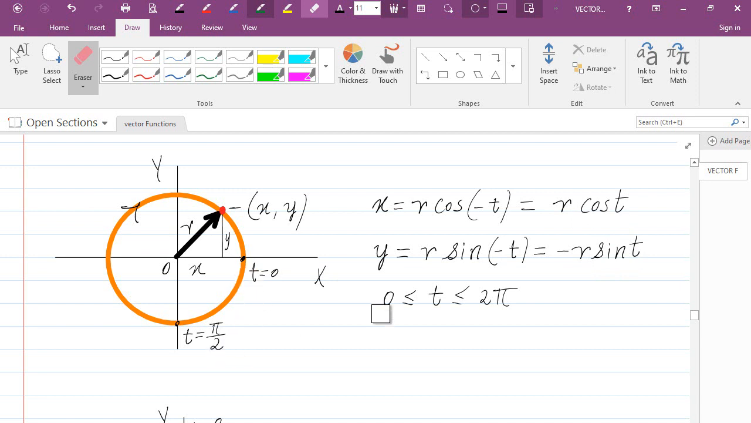When t is pi over 2, then x is 0, and y is negative r, so that's this point here: 0, negative r. Then at t equals pi we will be at this point, at t equals 3 pi over 2 we will be here, and at t equals 2 pi we come back here. So we see that we are tracing this circle clockwise exactly once if we take x and y in this way.